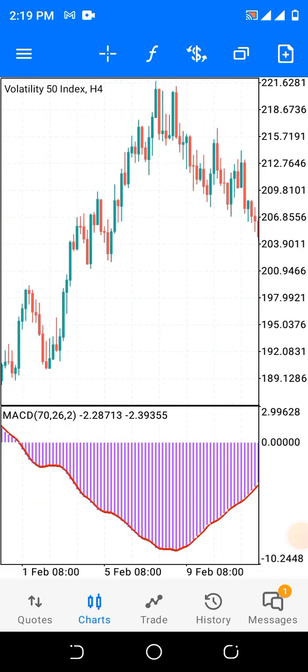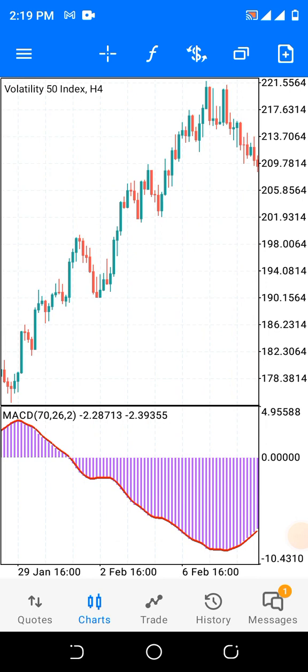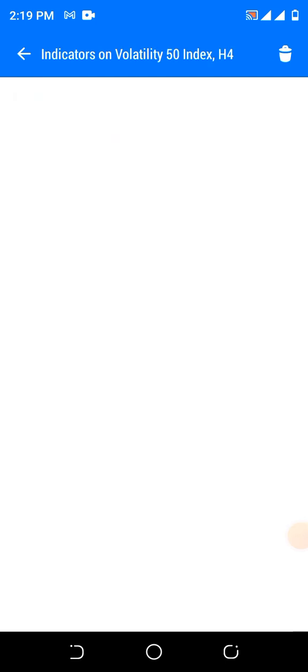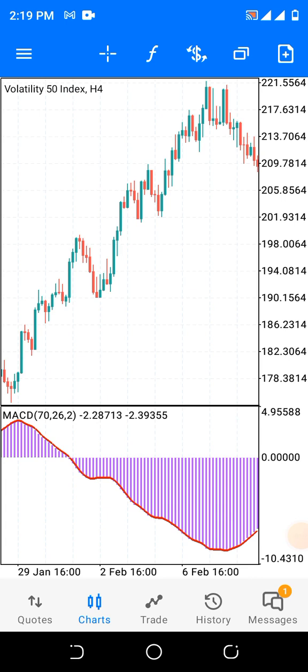All right. Now, before I proceed, these are the settings for the MACD indicator. Fast EMA is 17, slow EMA 26, MACD SMA 2, apply to close. So that is all about the settings for MACD. Copy it down or screenshot it. Now back to our charts.